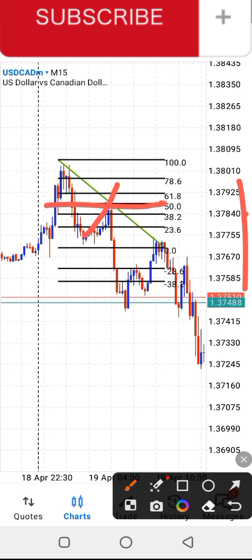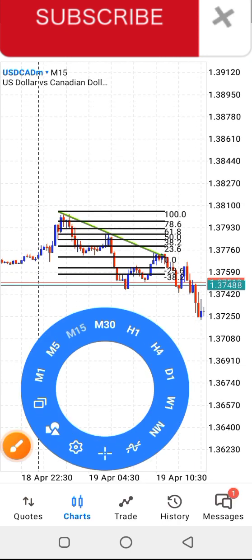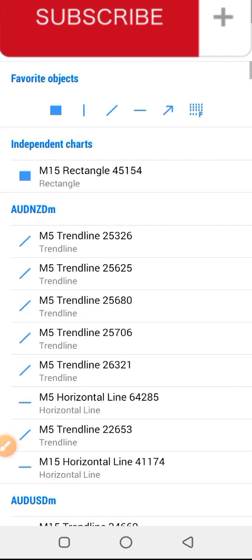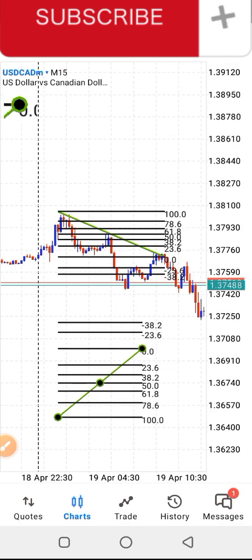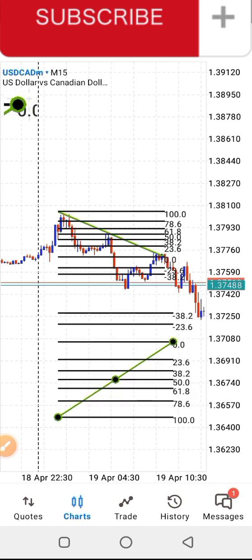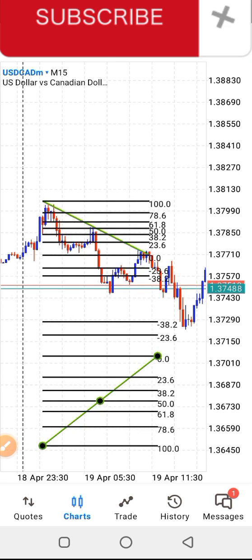So let me show you an example. Assuming I fib from bottom to top, this is what I'll have. Bottom to top like this. This is what I'm going to have. Okay, hope you can see that. Alright, this is what I'm going to have, assuming I fib from bottom to top.